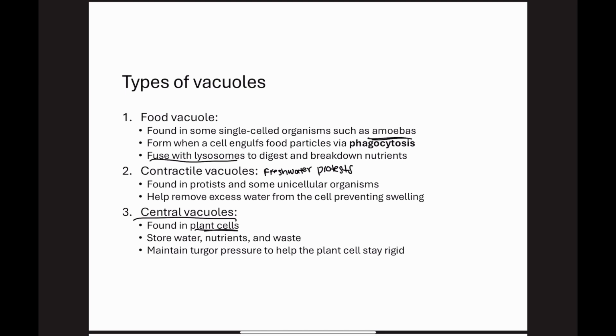byproducts. It's going to maintain turgor pressure, which is going to allow the plant to maintain rigidity. And it's going to facilitate growth. It's going to absorb water, and then the vacuole is going to expand without the need for any additional cytoplasm.